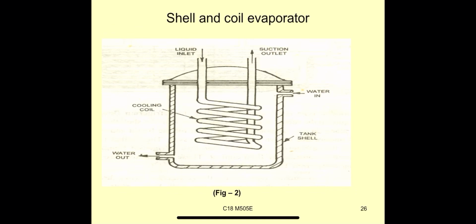Next, shell and coil evaporator. Previously it was shell and tube. This is the shell and coil type evaporator. There is an inlet for liquid and a suction outlet, and the refrigerant flows in the cooling coil. Water inlet, water outlet: water flows in the shell type tank.